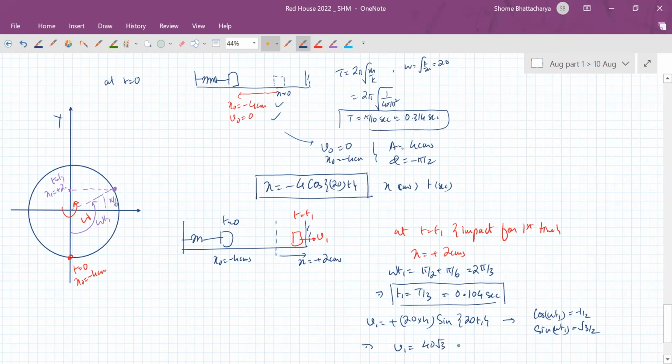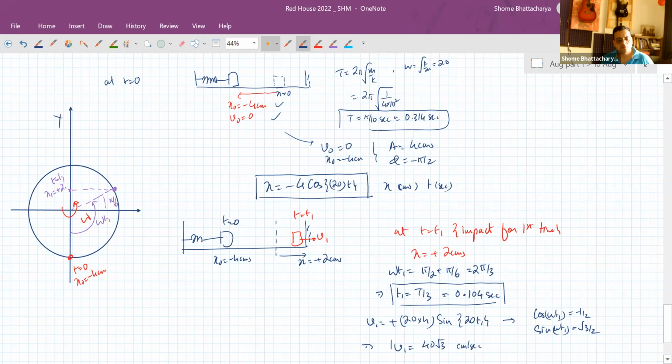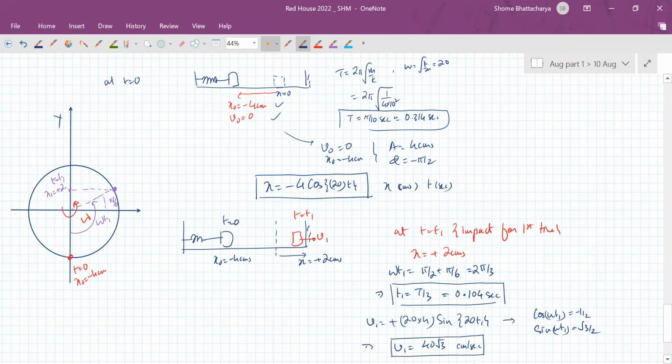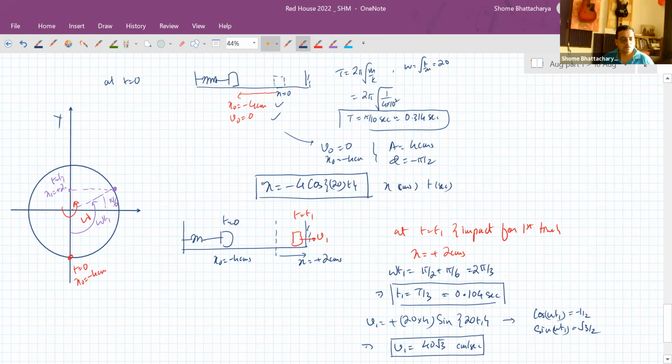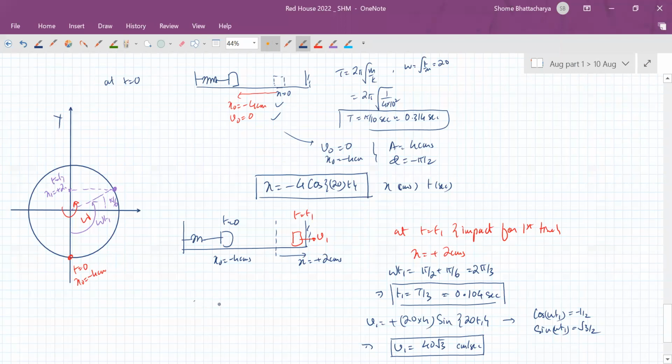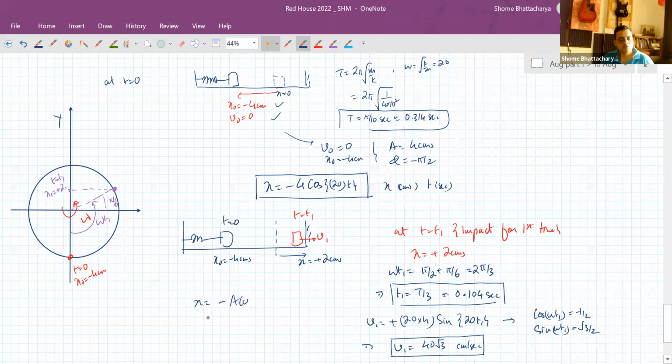So it should be cos 20t1. Since x is minus a cos omega t, v is plus a omega sine omega t. Or you can say x is a sine omega t minus pi by 2. So v is a omega cos omega t minus pi by 2, which is the same thing as this. Okay.